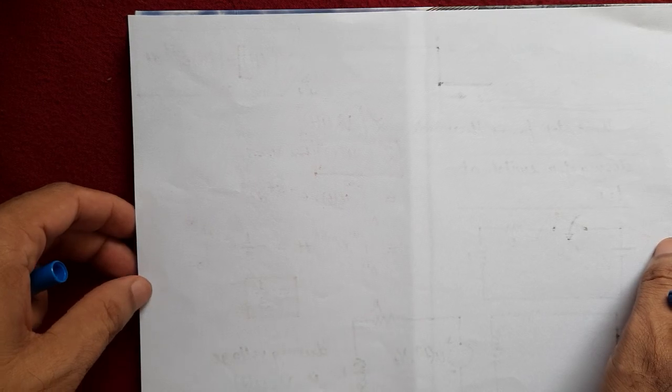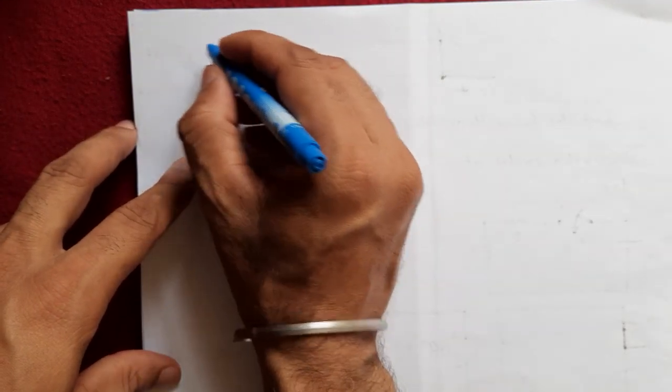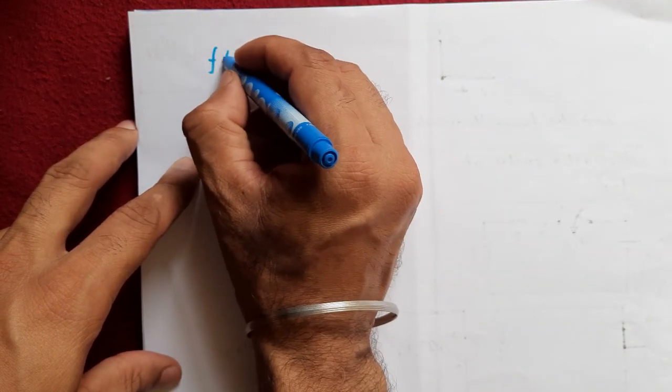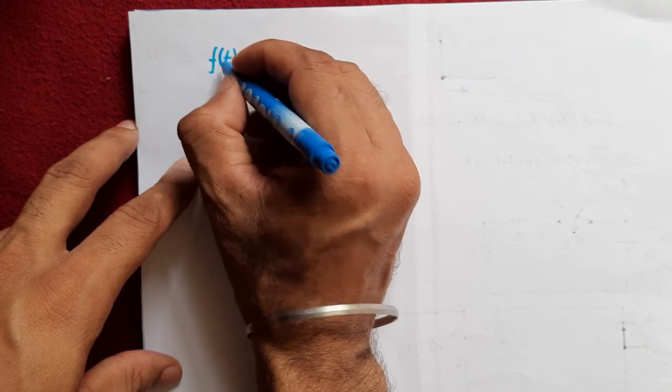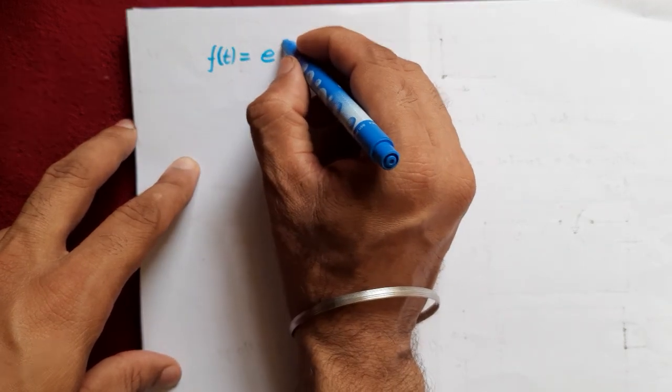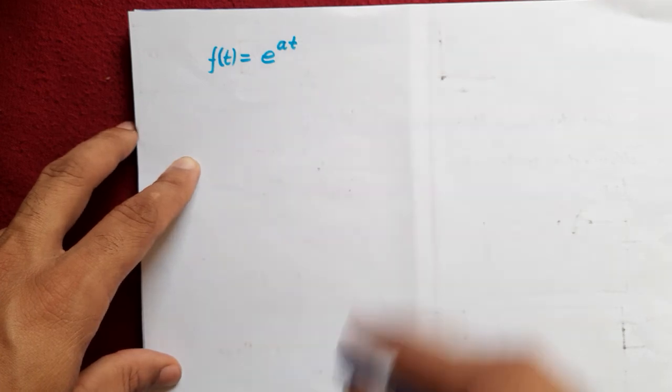In the previous lecture, we discussed obtaining the Laplace transform for a unit step. Here we will take another example for obtaining the Laplace transform, and the function for which we will get the Laplace transform is e to the power at.